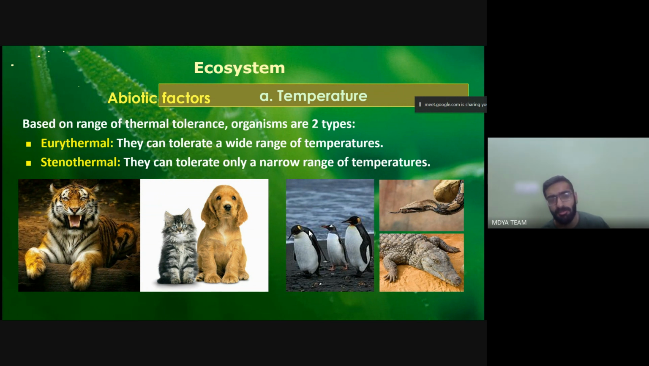Okay, so what is a eurythermal type of organism? Those are the organisms which can tolerate a wide range of temperatures. Okay, so these are the eurythermal species, and those which can tolerate only a very narrow range of temperatures are called the stenothermal species. Okay, so the gap or width of the temperature difference which these species can tolerate is very small. So these are the stenothermal.